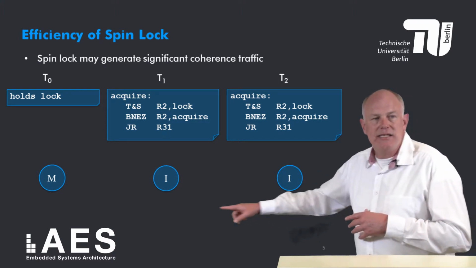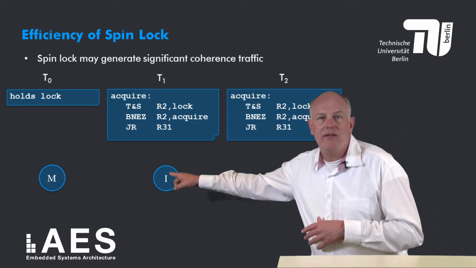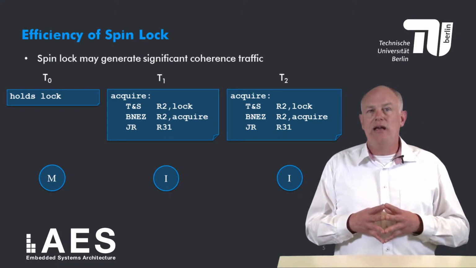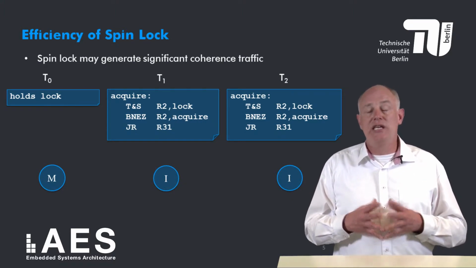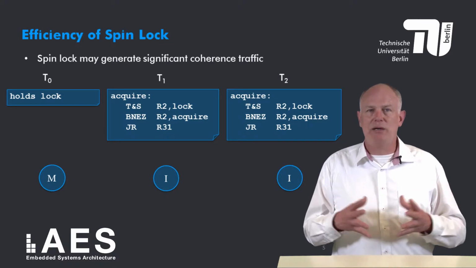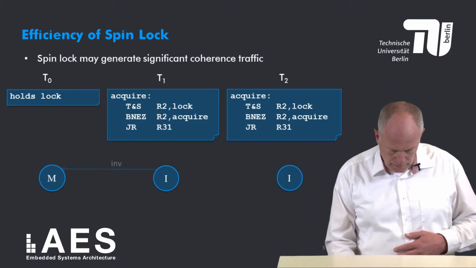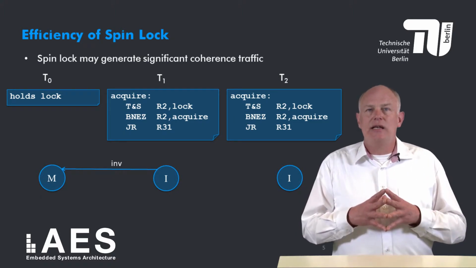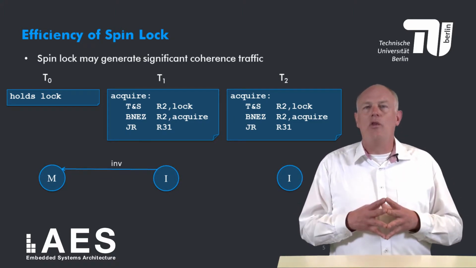Initially, the lock is in state modified in thread T0, the node executing T0, and in state invalid in the nodes executing T1 and T2 respectively. T1 does a test and set on the lock.